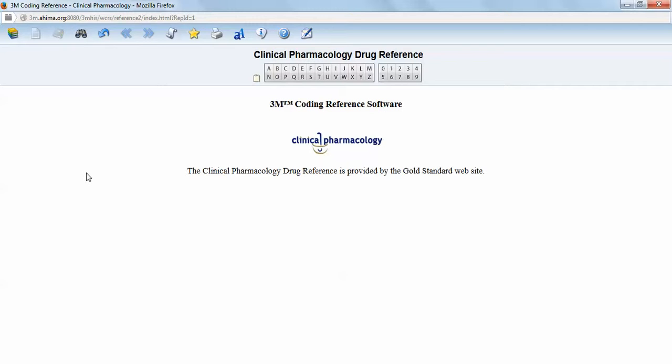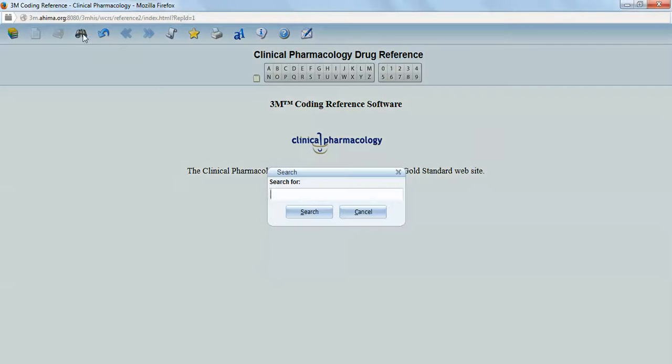This is what we're going to see. Again, the most efficient way, we could look it up by clicking the first letter of the name of the drug, but that's not really efficient. So let's be efficient and click on our little binoculars, and we get a search for pop-up window. Let's search for vancomycin.